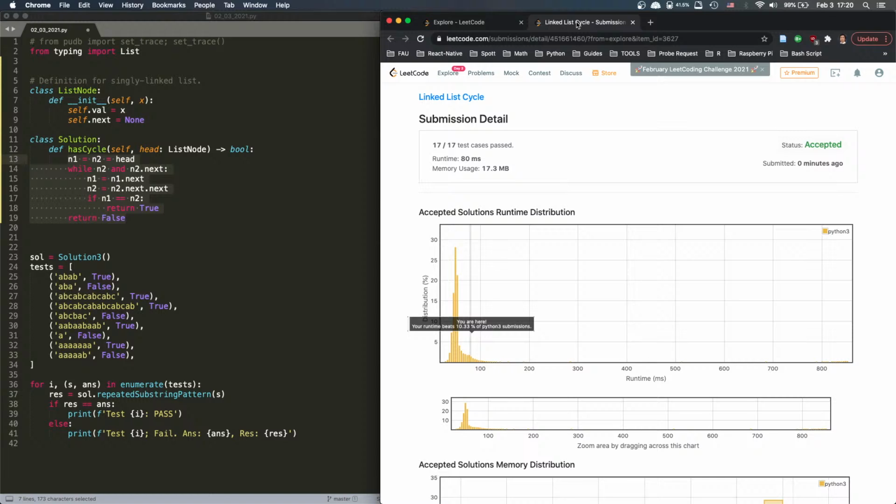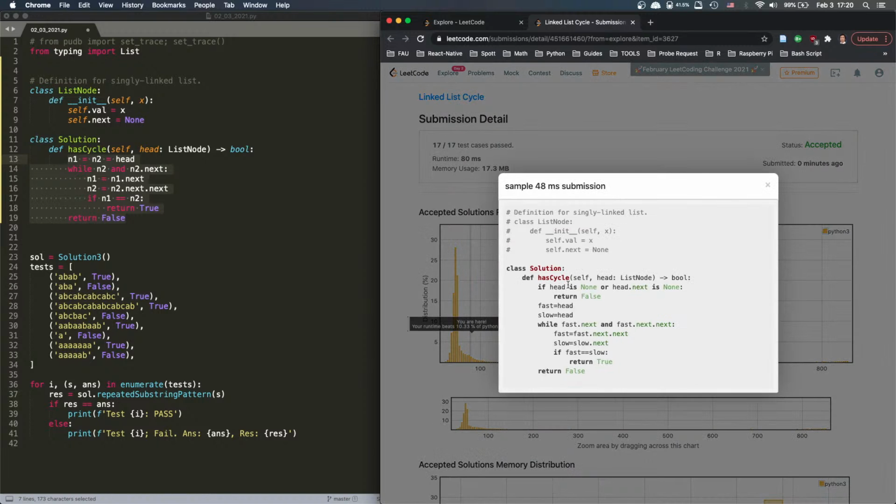Yeah, 80 milliseconds. I bet the best solution is similar, huh? How could it be any different? Fast, slow. Yeah, it's exactly the same. Fast on next, fast on next. It's the same solution. Well, because of this, it did maybe one iteration less, so it's a little bit faster. That's how I think it is.